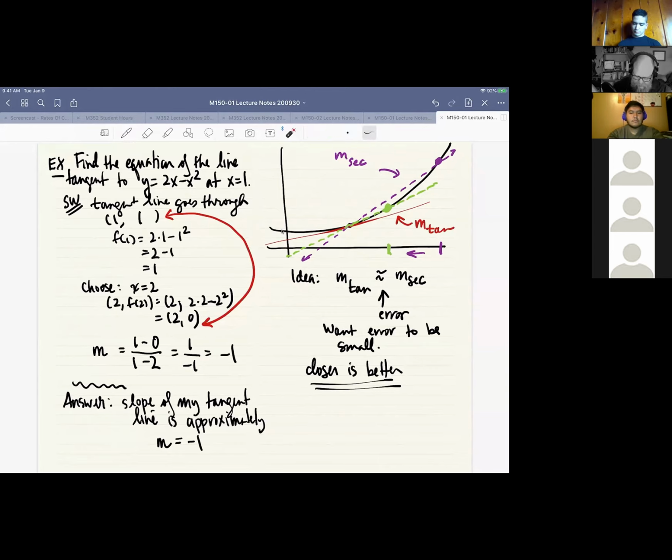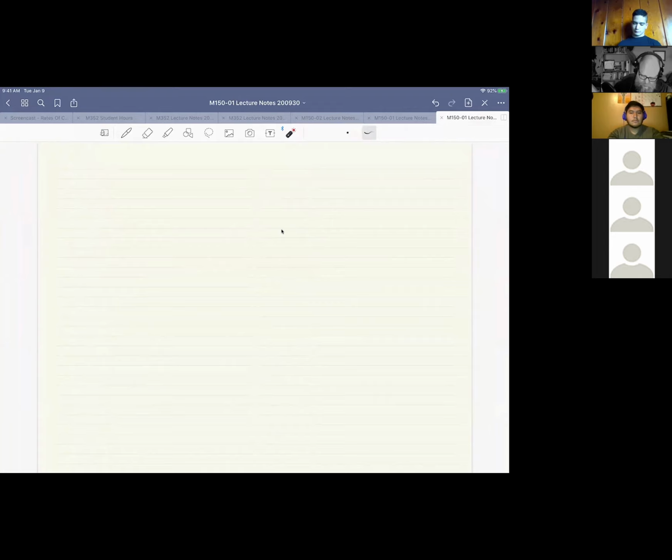So in the example I did over here, I picked x equals 2 to calculate my secant line, but wouldn't it be better if I used x equals 1.1? Because 1.1 is closer to 1, right? That's closer to the place I'm calculating the tangent line. So let's calculate that slope together. What's the slope of the secant line if I'm going from 1 to 1.1?